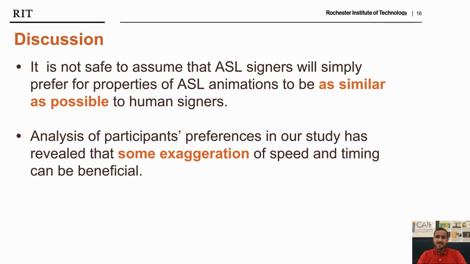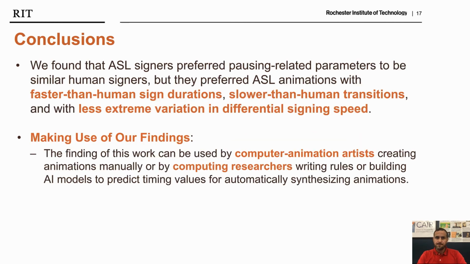Previous approaches to ASL creation, manual, rule-based, or AI-based, assume that speed and timing values for ASL animation should be as similar as possible to the speed and timing values of typical human signing. And our findings reveal that this assumption is not true for the three non-pose related parameters. For exaggeration, both in appearance and movement, analysis of participant preference in our study has revealed that some exaggeration of speed and timing can be beneficial.